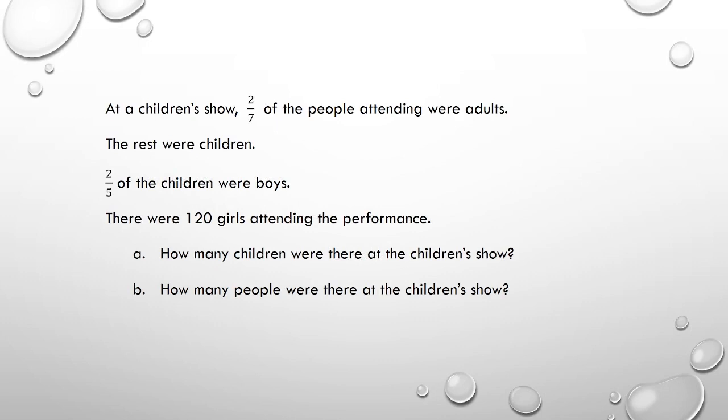At a children's show, 2 over 7 or 2/7 of the people attending were adults. The rest were children. 2 over 5 of the children were boys. There were 120 girls attending the children's show.